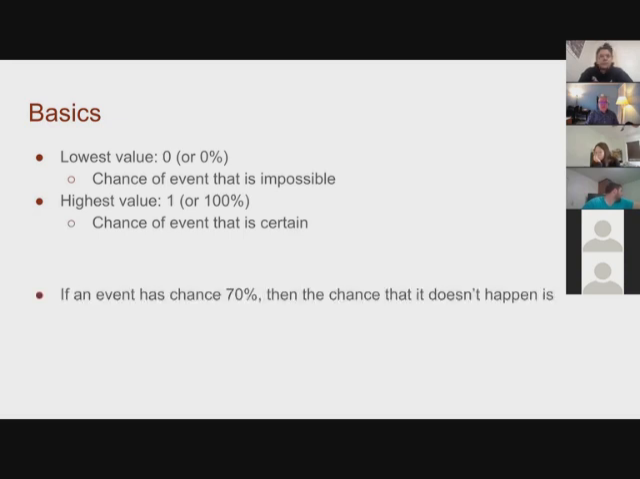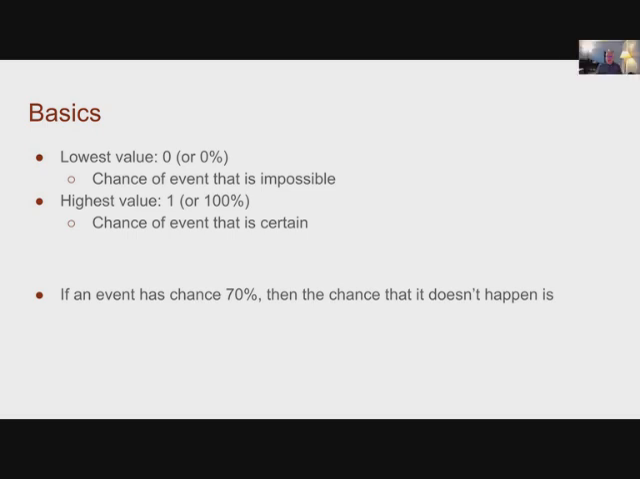Okay, so basically what that means in terms of events is that an event, in our definition, is either going to happen or not. So if an event has a 70% chance of happening, then the chance of it not happening, because it has to add up to 1, is going to be 100% minus 70%, or 30%. Okay, so your probabilities need to sum up to 1 or 100%.